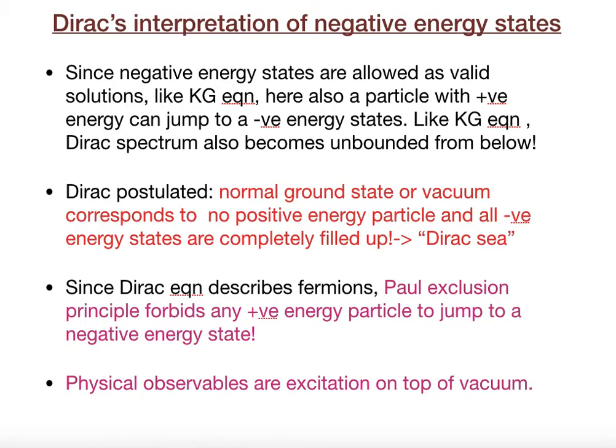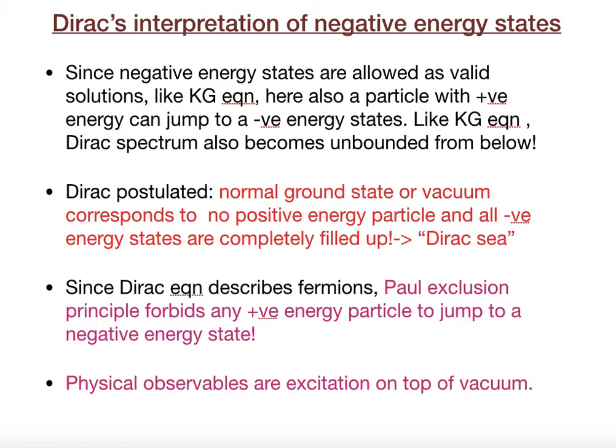Since the Dirac equation describes fermions, according to the Pauli exclusion principle, each energy state can have only two such particles, one spin up and one spin down. There cannot be any third particle in that same energy level. So once all the negative energy states are filled up with these two spin states, no positive energy particle can jump there. That is forbidden by the Pauli exclusion principle. So the positive energy particle will remain there, and there is no problem with stability.